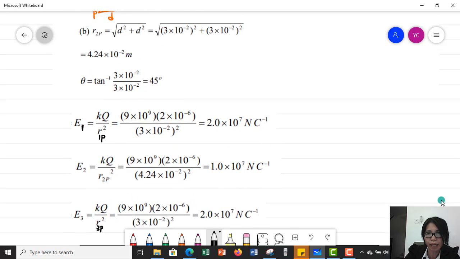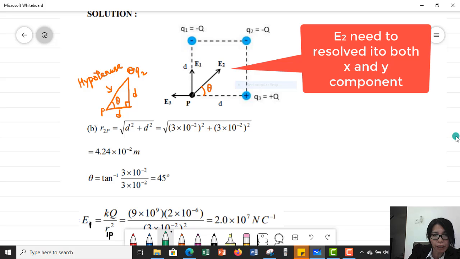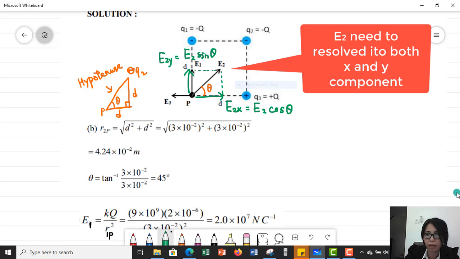Okay, let's look back at the diagram. This is E2. So E2, we need to resolve it. E2 has two components. E2x, whereby E2x is E2 cos theta. Then E2y, we also have a y component. E2y will be E2 sin theta. Okay, we resolve E2 into component X and component Y.